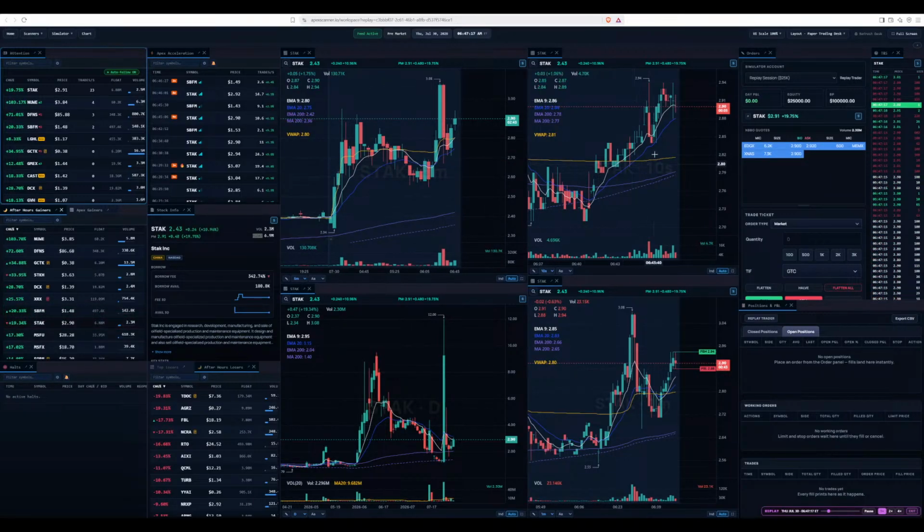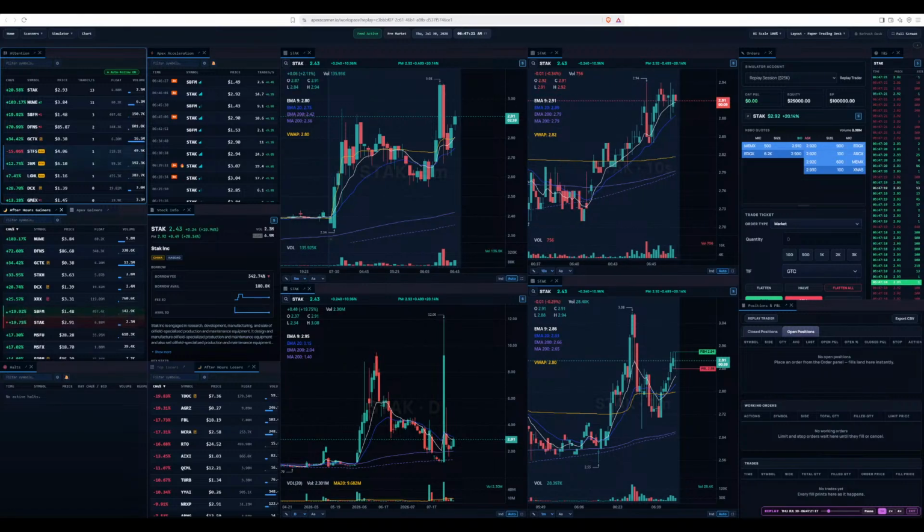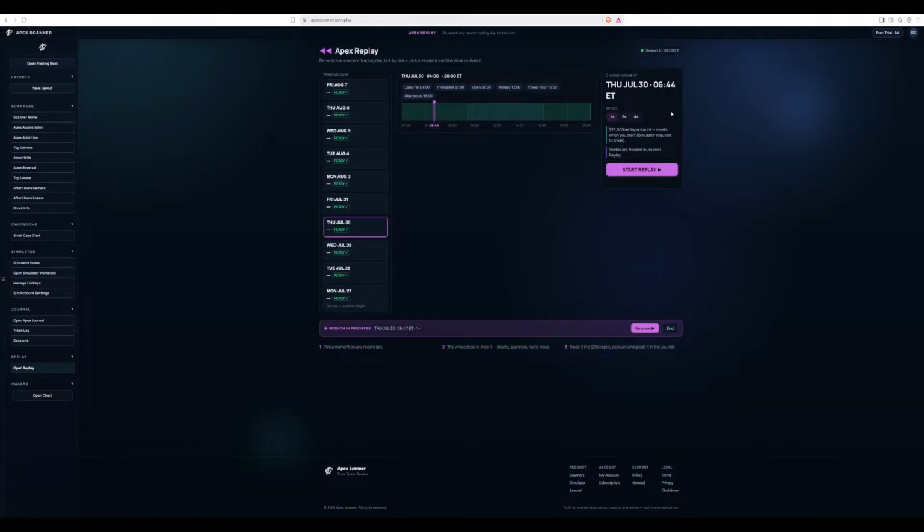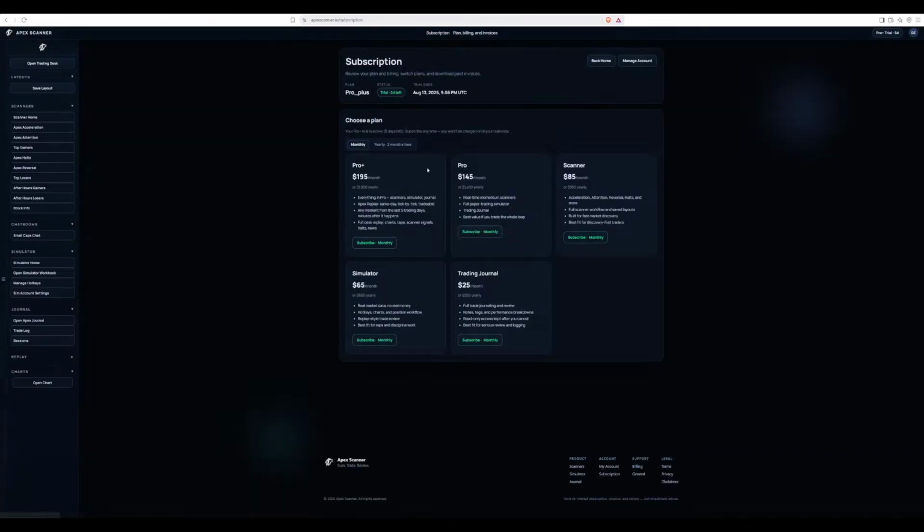Now, in terms of how you can access this, it is available as a part of the first 30-day free trial. This is the Apex scanner. If you look at the plans, you have different types of plans. You can buy your simulator alone. You get your charts and your order book. You get your top gainers. You get your top losers.